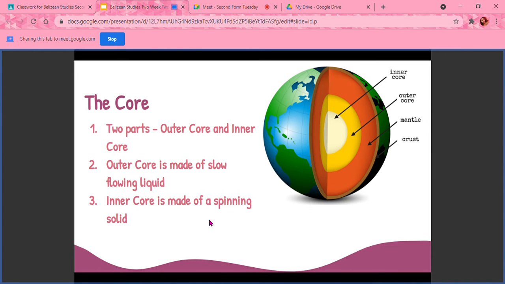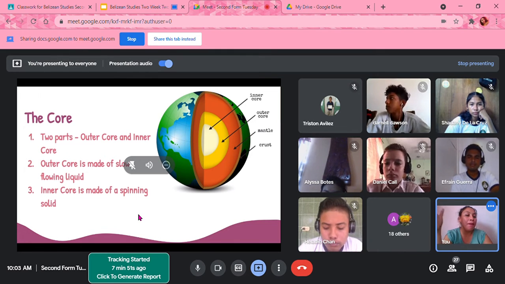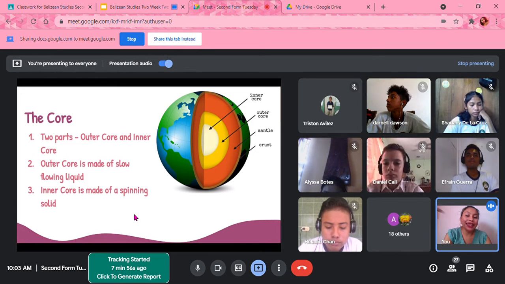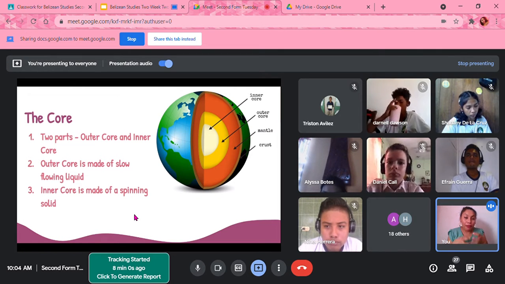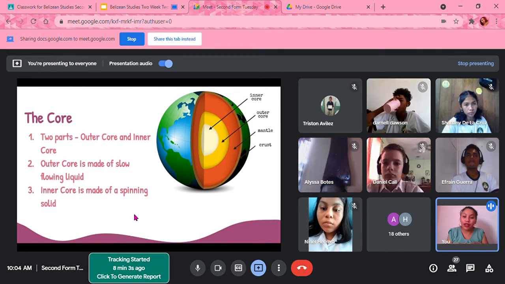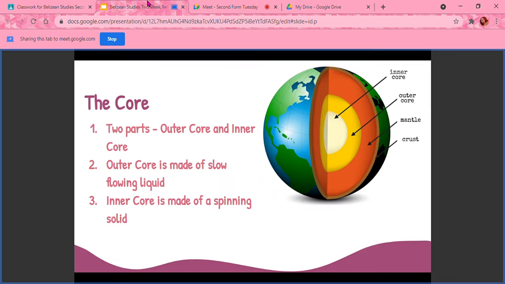The outer core is made of slow flowing liquid, and it is molten rock. When we say liquid, that doesn't mean that water is floating around in the core, right? It's a heavy metal melted liquid that makes up the outer core, while the inner core is a spinning solid. So it's like we have a ball right in the center of the earth made of very, very hard material, and it's just there spinning in the center of the earth, all right?